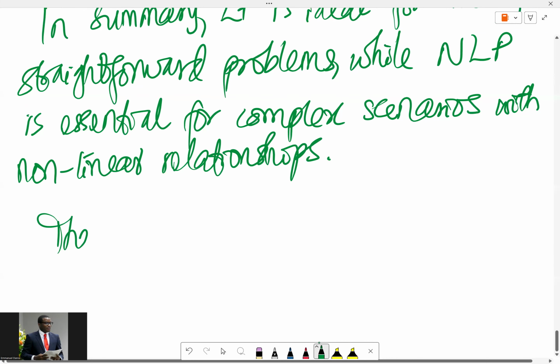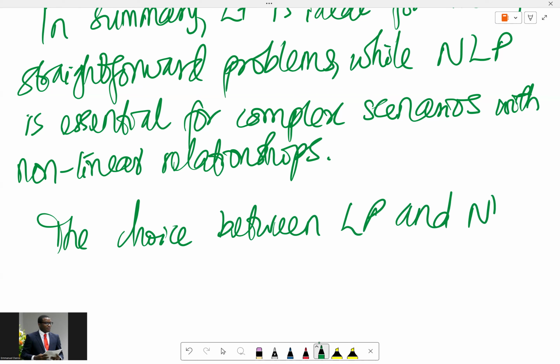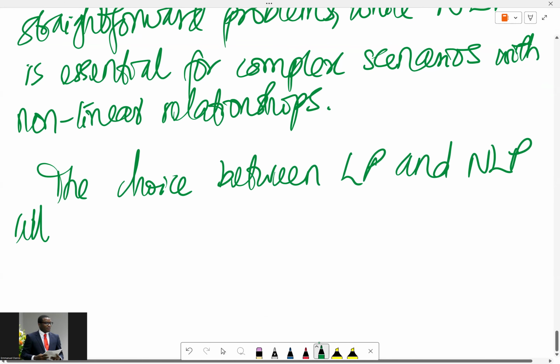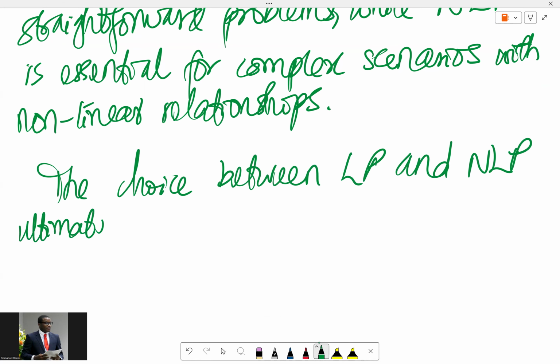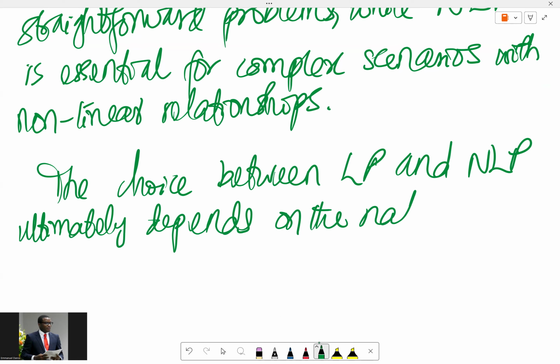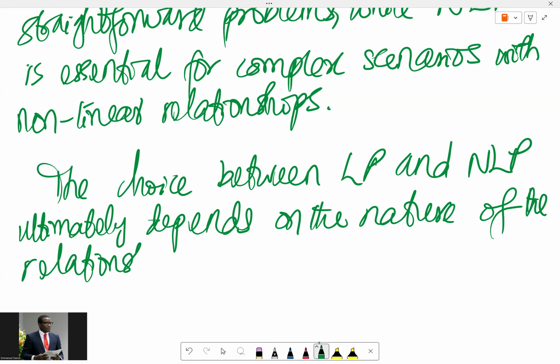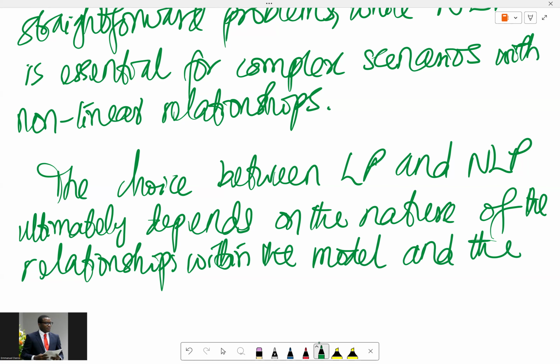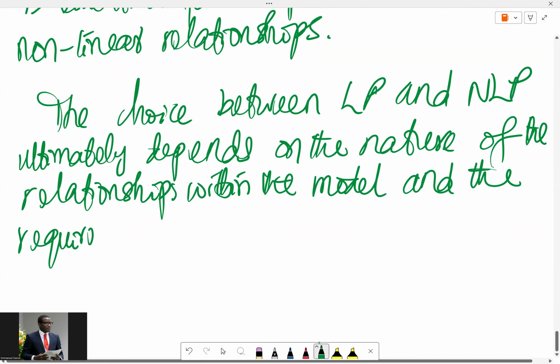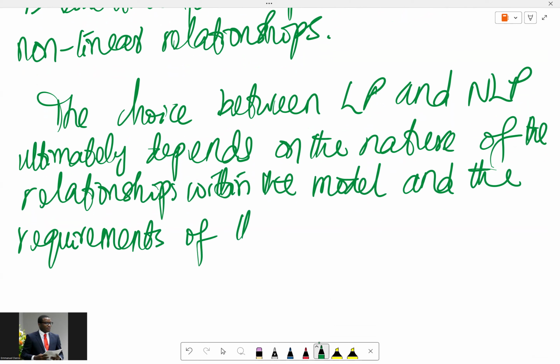So the choice between linear programming and nonlinear programming ultimately depends on the nature of the relationships within the model, and the requirements of the optimization task.